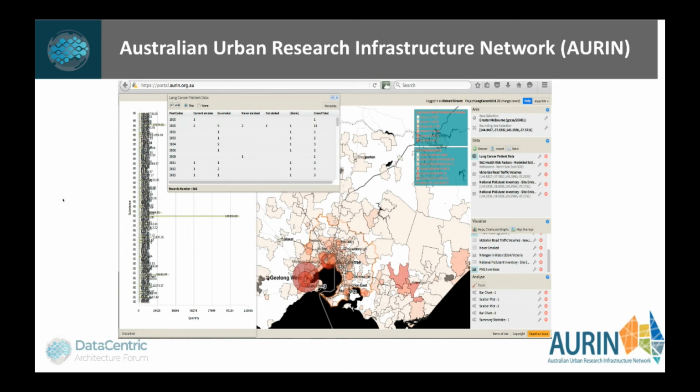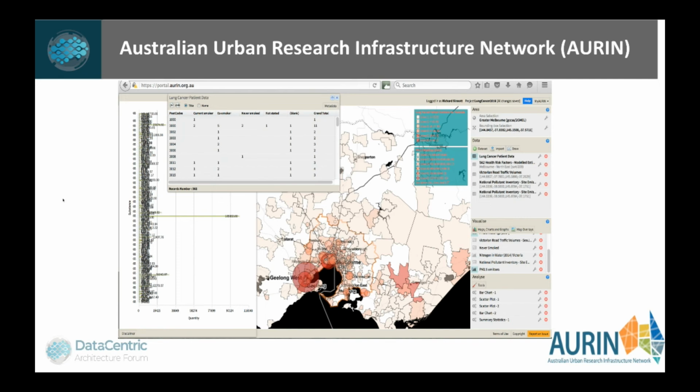What they don't know about is any causal factors. So do they smoke? Do they live next to a motorway? Do they live next to an oil refinery, which is polluting, et cetera, et cetera? So in the background map here, which is called a choropleth map, you can see we have bright pink and pale pink, and that's literally just looking at the distribution of cancer patients around Melbourne.